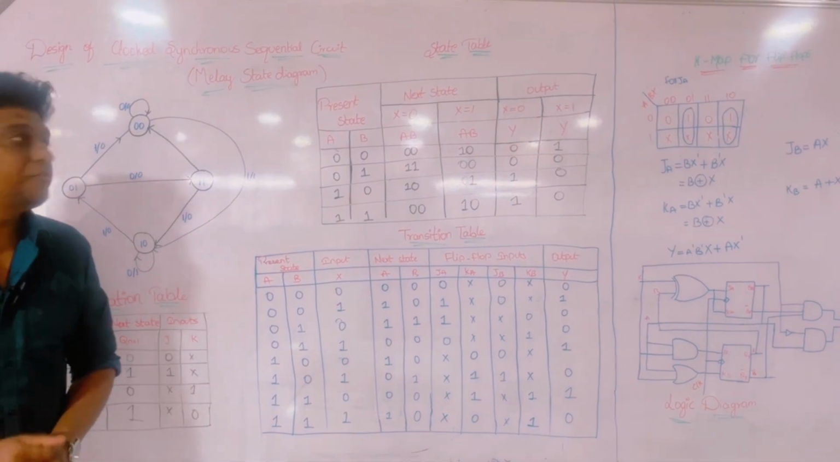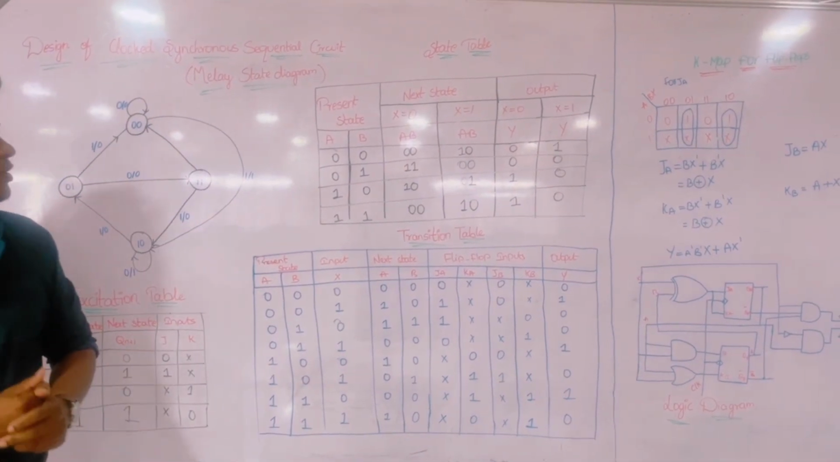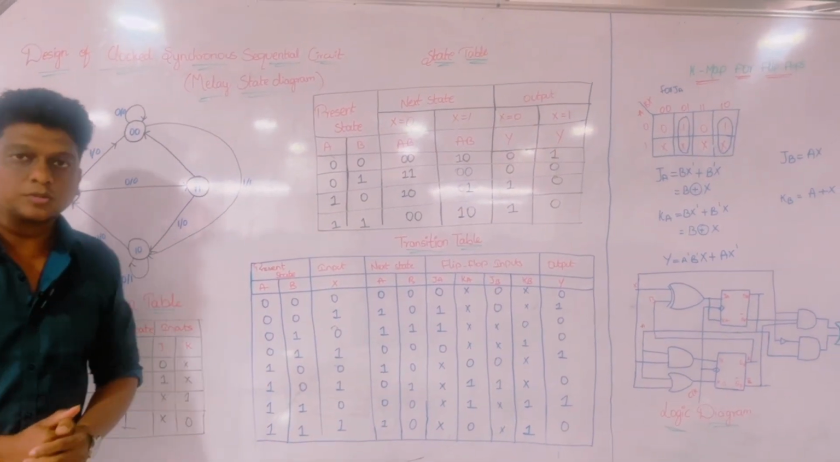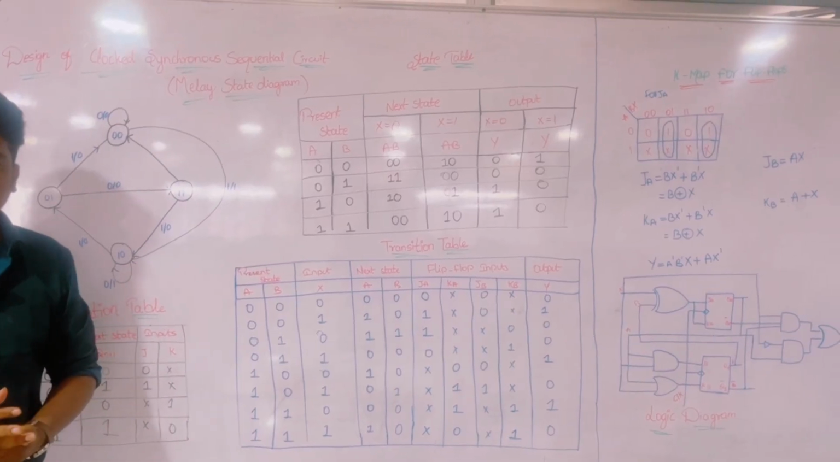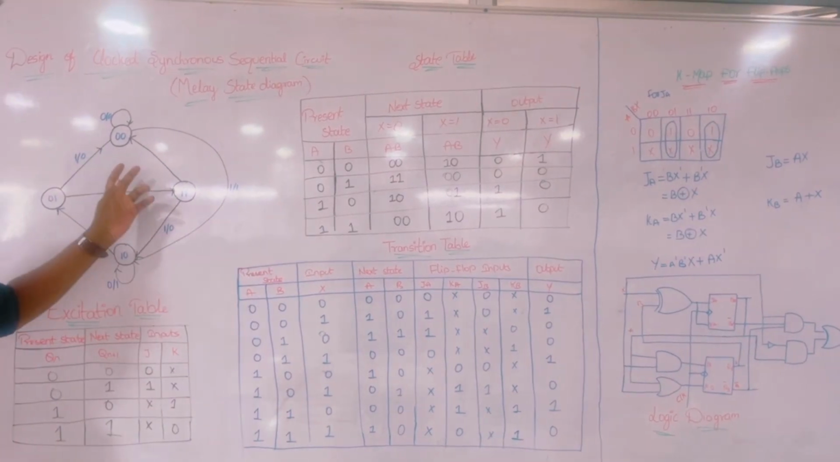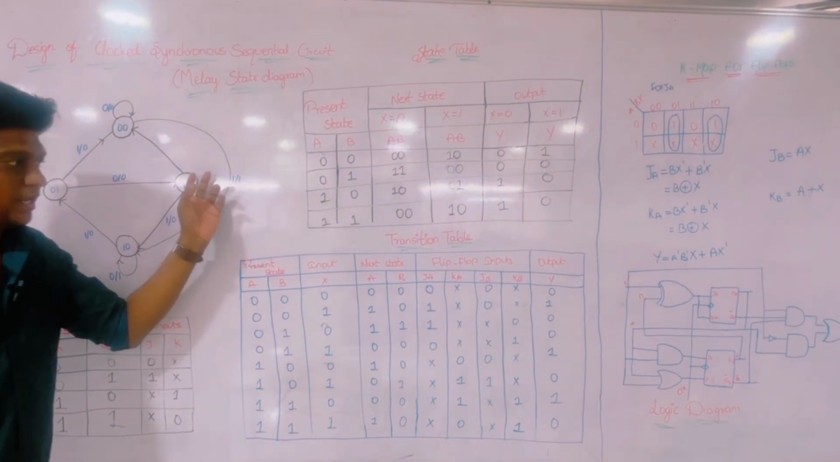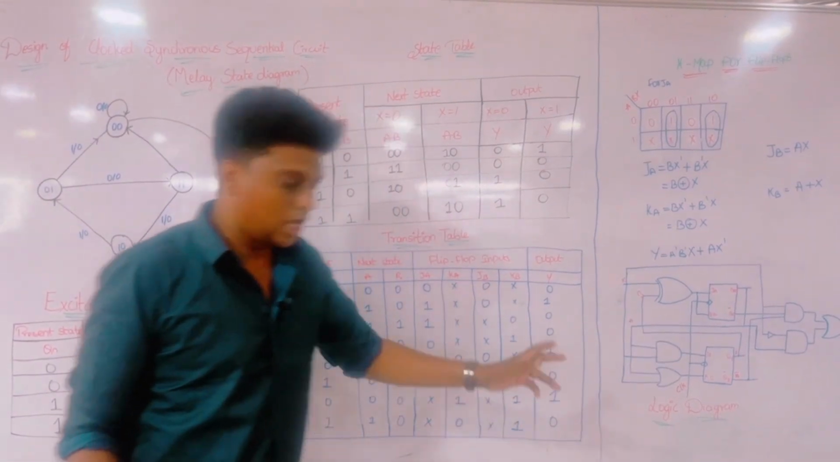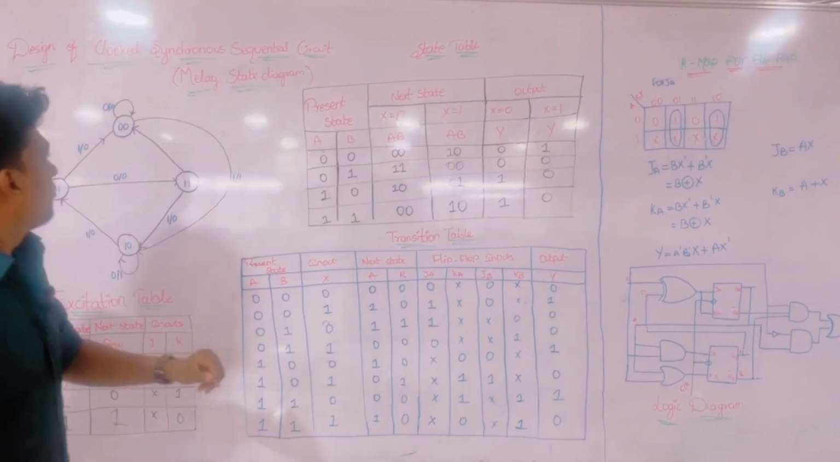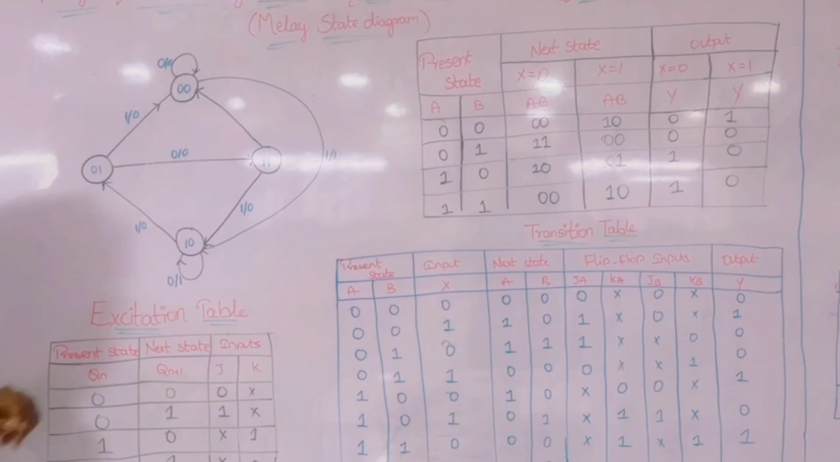Welcome to the video on clocked synchronous sequential circuit using a Mealy state diagram. This comes under the concept of state reduction and state assignment. We are provided with a state diagram, and for this state diagram we have to design the logic diagram. First, we can see this state diagram.